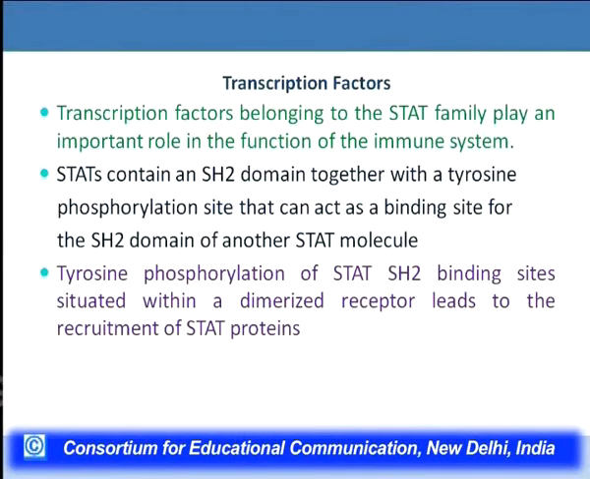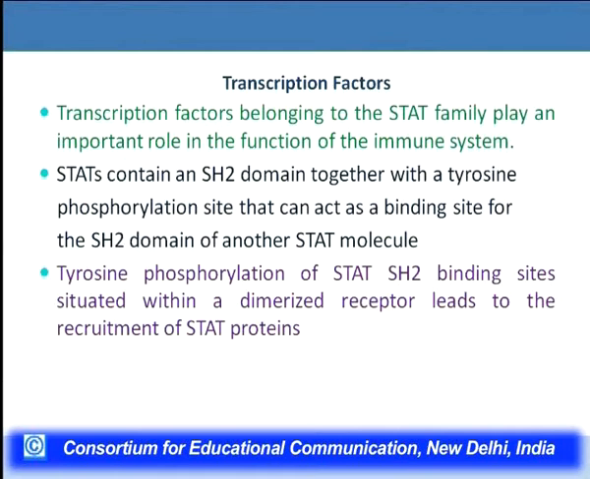Then we have transcription factors which can also bind activated receptor tyrosine kinases. For example, transcription factors belonging to the STAT family play a very important role in the function of the immune system. Now, these STATs contain an SH2 domain along with a tyrosine phosphorylation site, which can act as a binding site for the SH2 domain of another STAT molecule. So, here we have a family of transcription factors going by the name of STATs. One STAT can go and bind to the phosphorylated region of the kinase, and its own phosphorylated region can be the binding site for another STAT molecule.